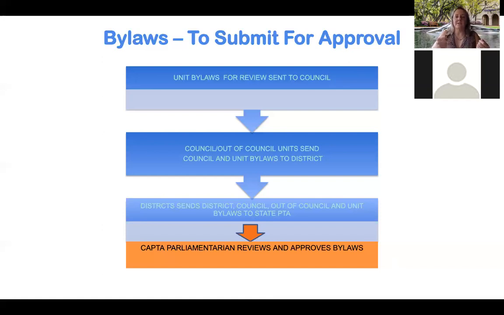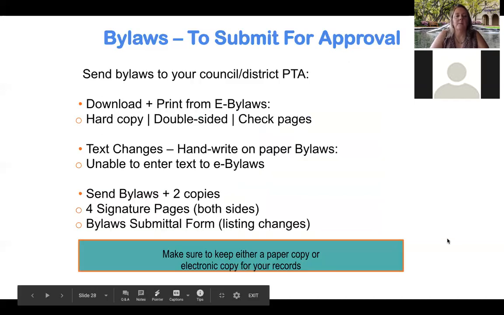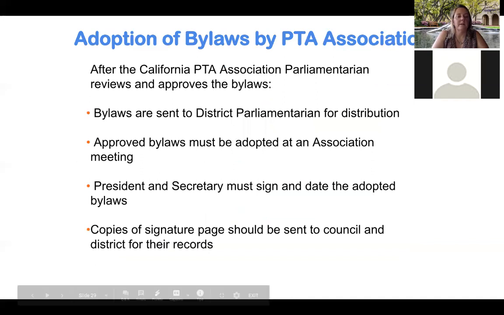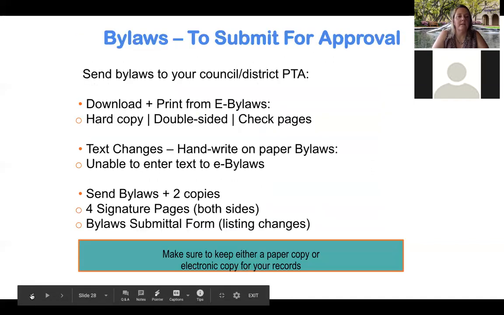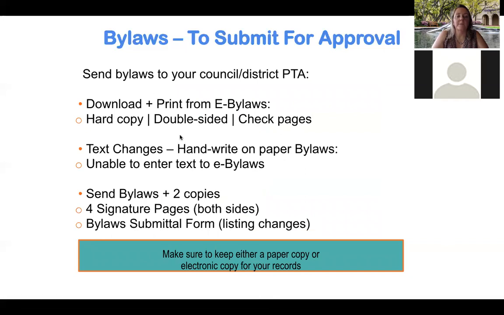Your unit has all these documents. You have the 2 full copies of the bylaws, plus all the additional signature sheets. You then give 30 days notice, sorry, I'm getting ahead of myself here. So you send your bylaws to that. You have the hard copy, double-sided, with the check pages. We'll talk about this later. I have to see what they mean. Like I said, I didn't make these slides.